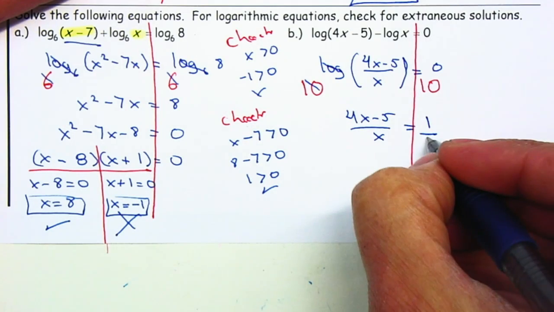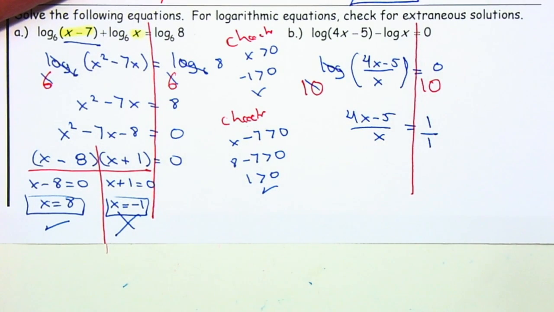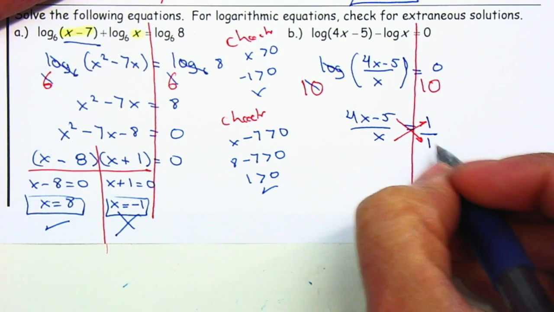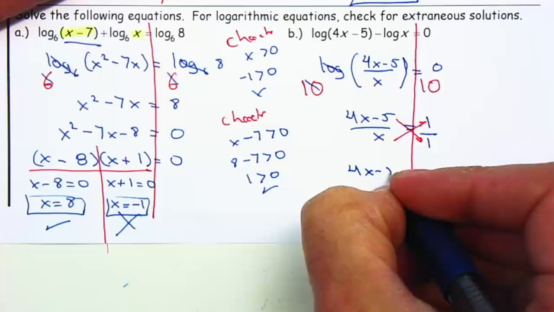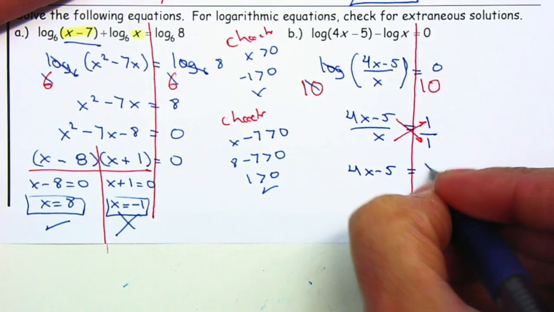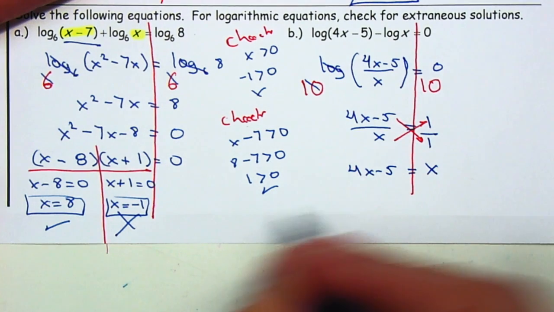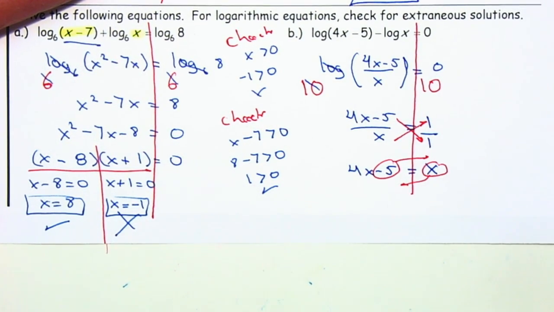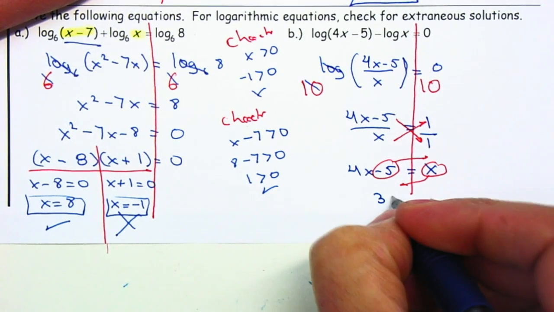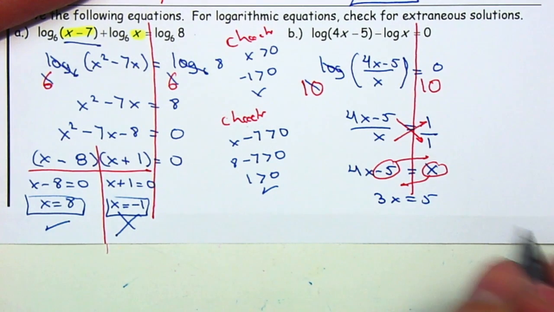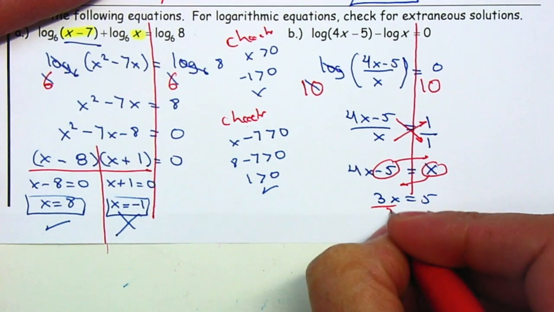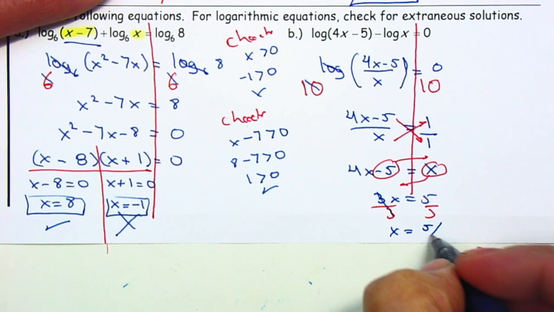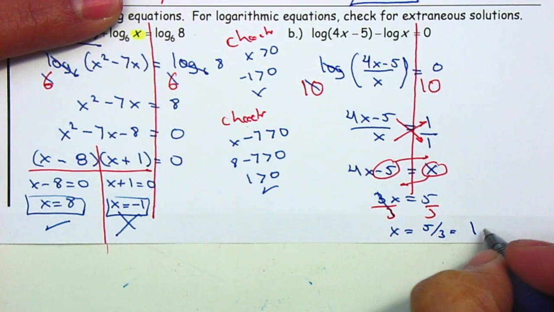I'm going to divide it by 1, or just place over 1 so I can cross multiply. 4x minus 5 times 1 is 4x minus 5. X times 1 is just x. I'm going to go ahead and move my 5 to the right, becomes a positive 5. My x to the left becomes a negative 1x. So that gives me 3x is equal to 5. Divide by 3. X is equal to 5 over 3, or 1 2/3.